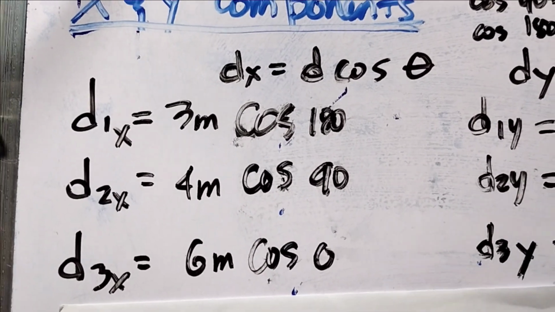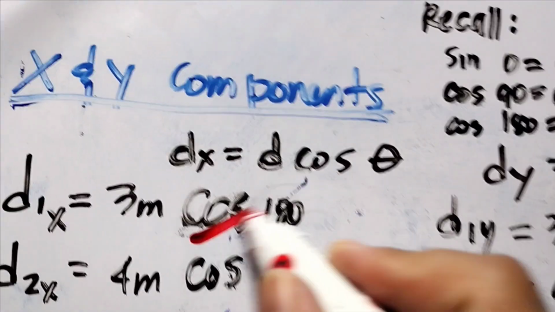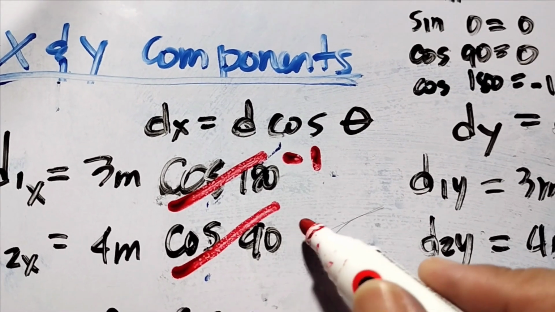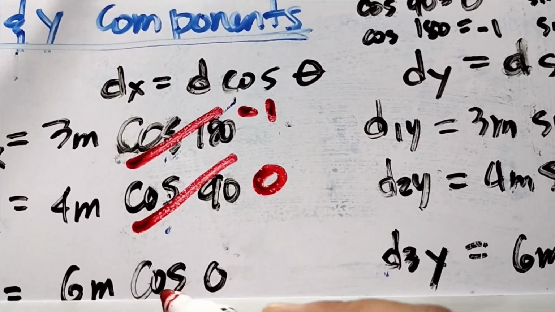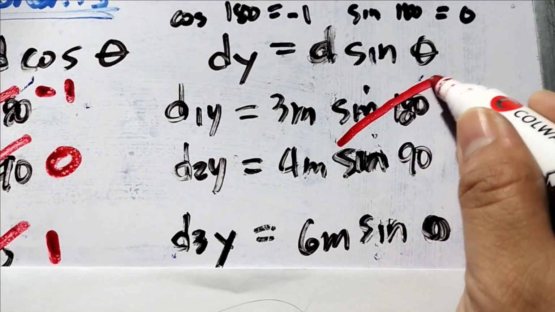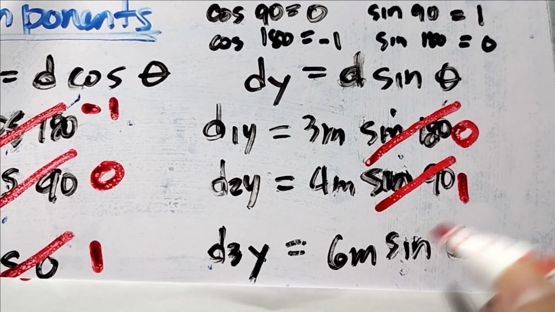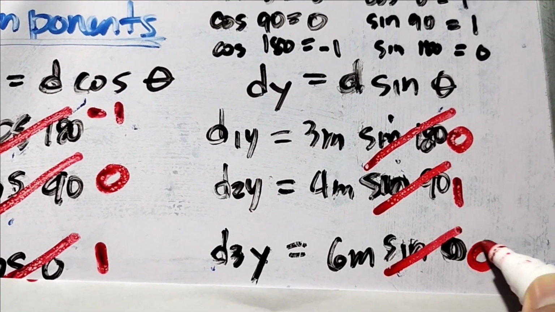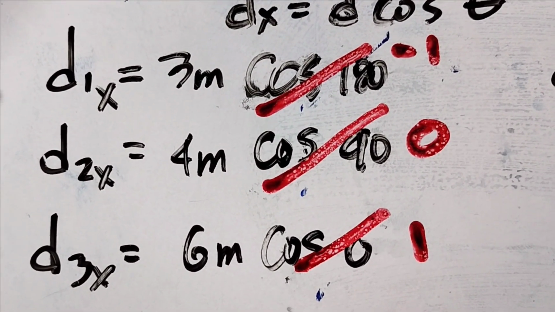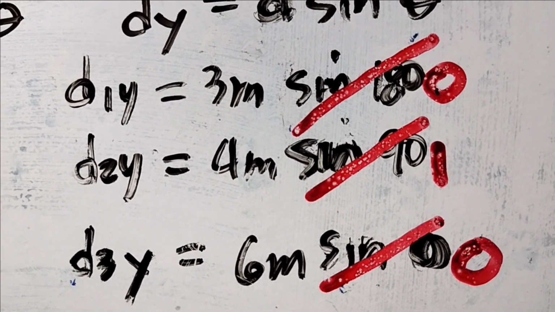And then we evaluate this. Cosine 180 is negative 1. Cosine 90 is 0. Cosine 0 is 1. Same case, sine 180 is 0, sine 90 is 1, and sine 0 is 0. So you notice that there's no x component for D2 and there's no y component for D1 and D3.